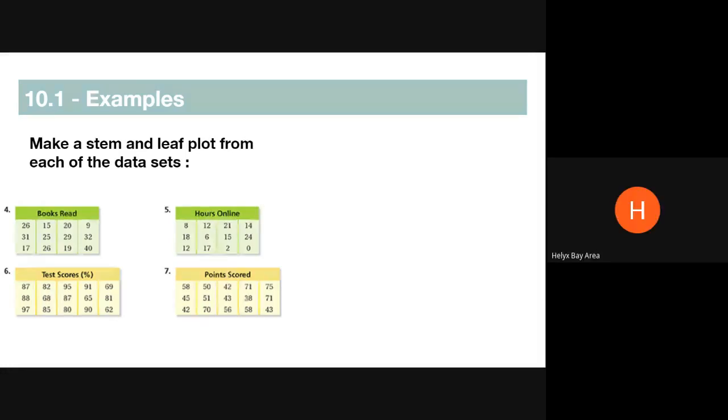Wait, I thought there's also a 4. 24. Oh, yeah, I missed 24. Sorry, my bad. The stem is 2, and then your leaves are 1 and 4. My bad.